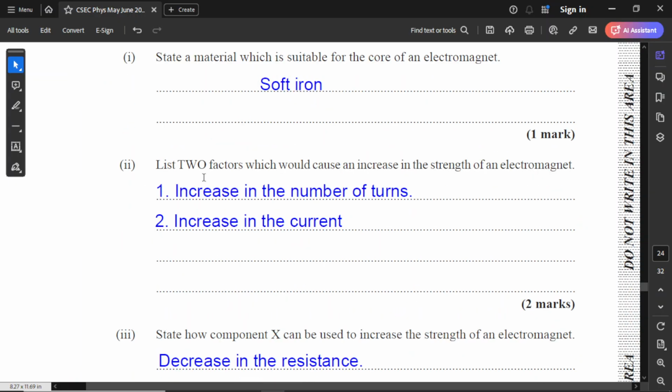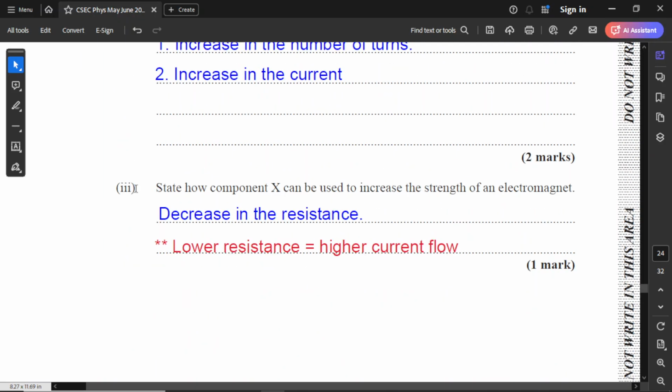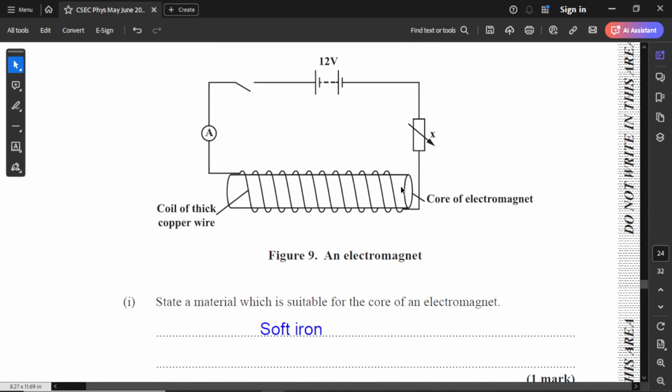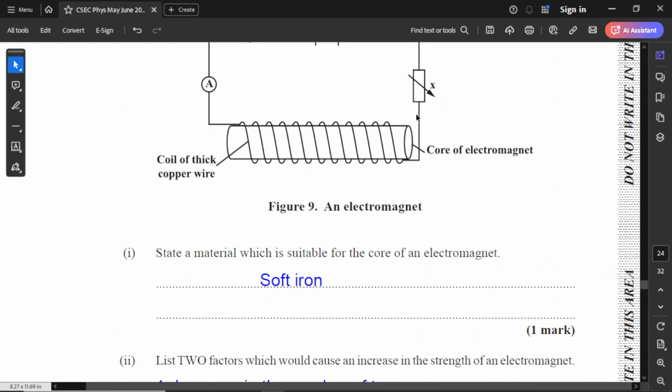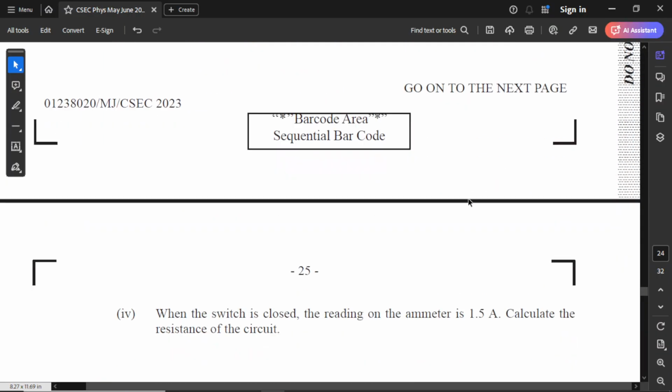For part 2, it says list 2 factors which would cause an increase in the strength of an electromagnet. And this is increase the number of turns or increase the current. Those are the 2 things that will definitely affect it. Then part 3 says state how component X can be used to increase the strength of an electromagnet. Component X right here is the resistor. So what you can do here is decrease the resistance. If you have less resistance, then more current will flow. So lower resistance equals higher current flow.